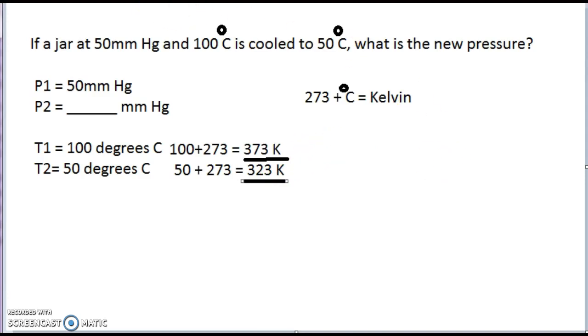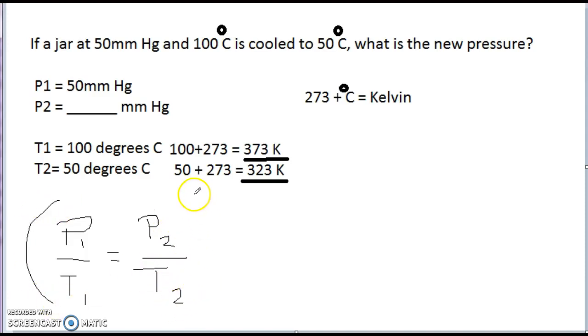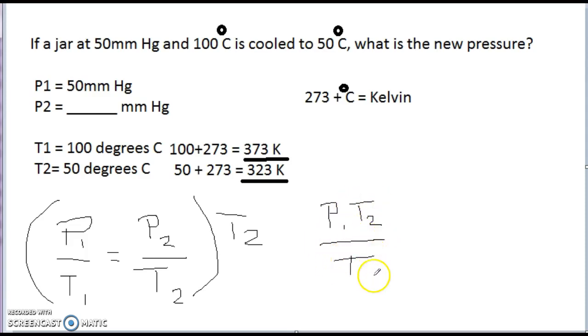Okay, so now we want to go ahead and get our equation. We have pressure and temperature. It is Gay-Lussac's law. We have our original equation, and we are solving for P2. So I'm going to multiply everything by what? T2, to get the P by itself. So I'll have P1 T2 equals T1, or if you want to just cross multiply, that's fine too. Whatever you prefer, equals P2.